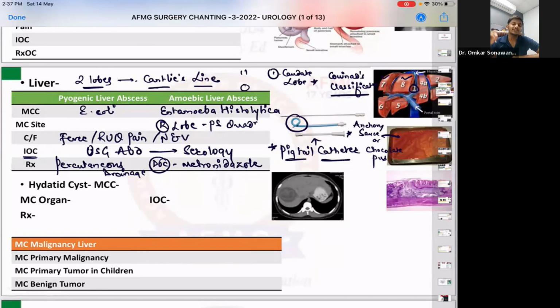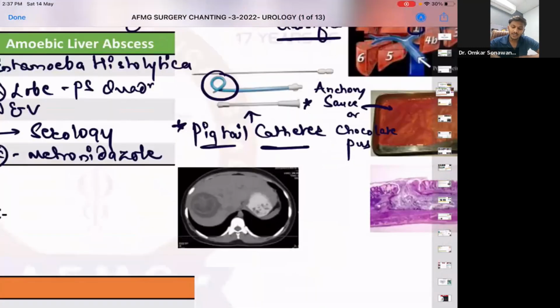The most common site of amoebiasis. Very good, Niveta. It is colon or intestine. Remember, the most common site for amoebiasis is the intestine. Don't get confused with this one. From the intestine, it will spread up to the liver. Remember, from the intestine, it will spread up to the liver.